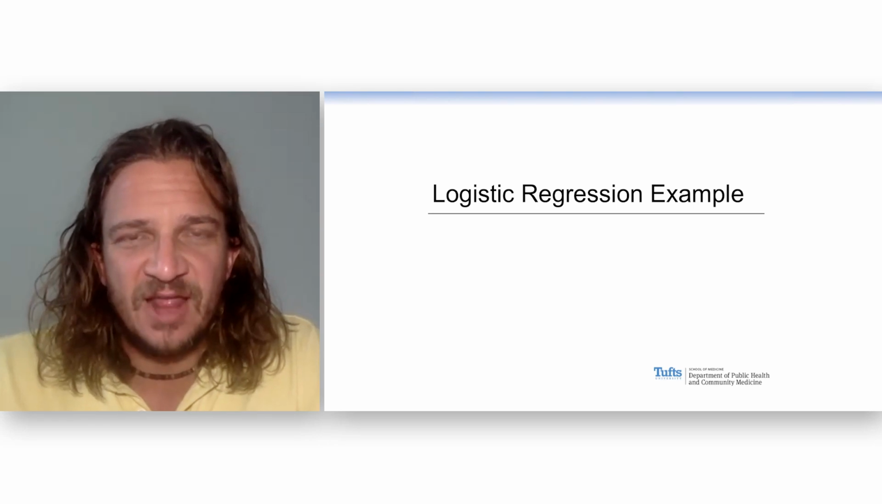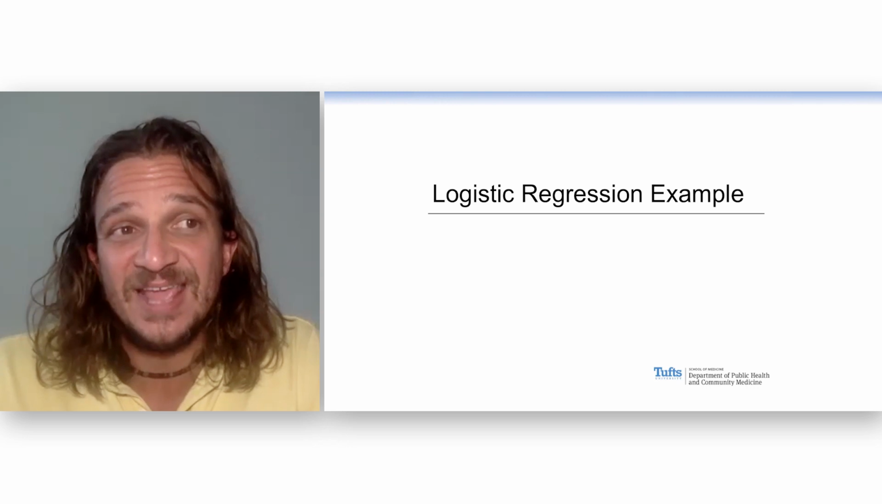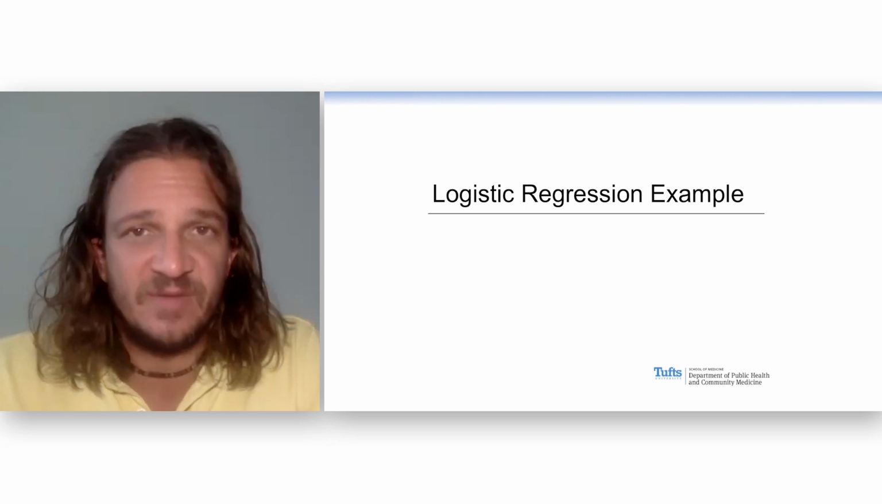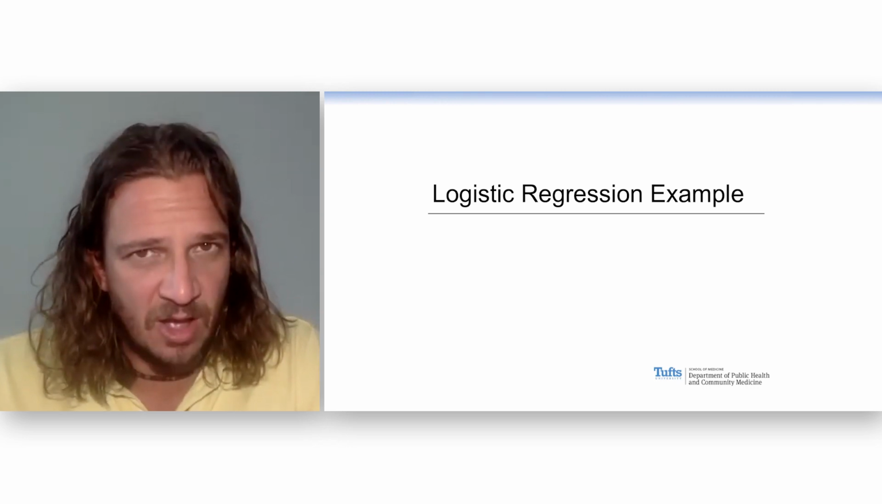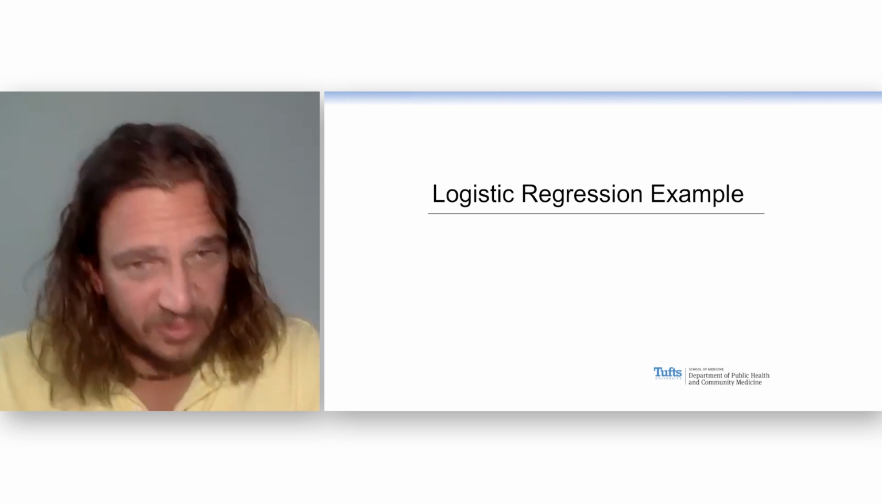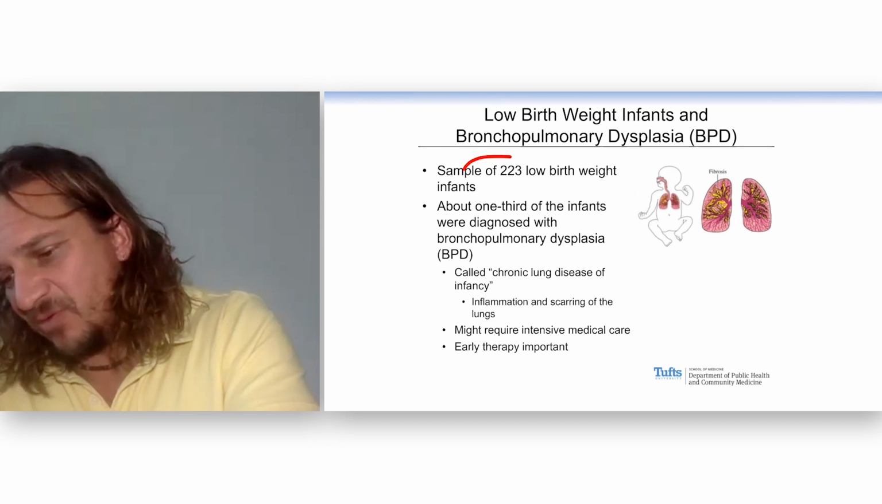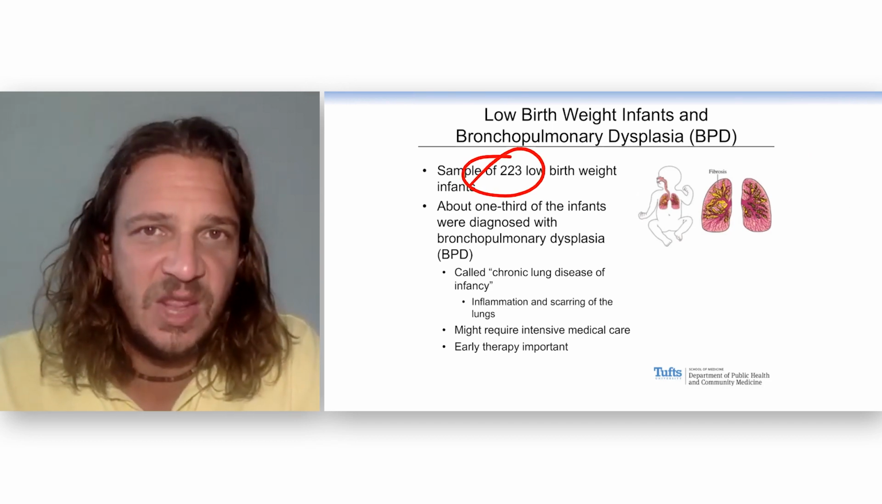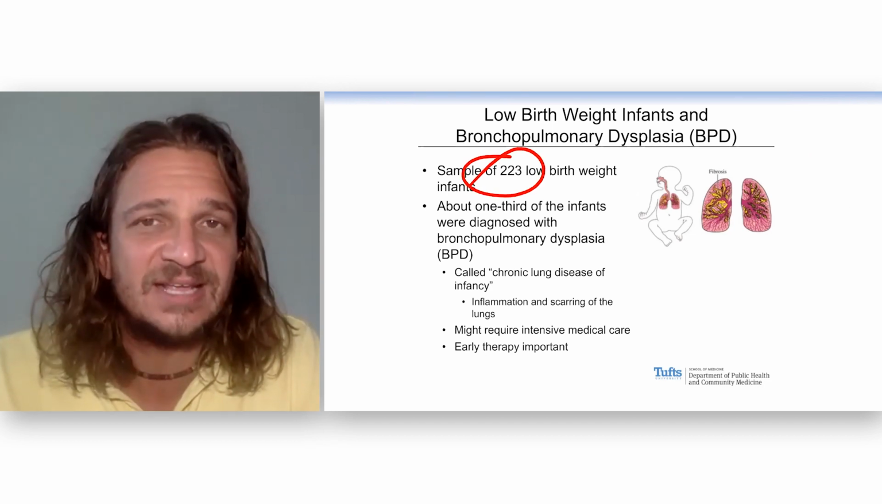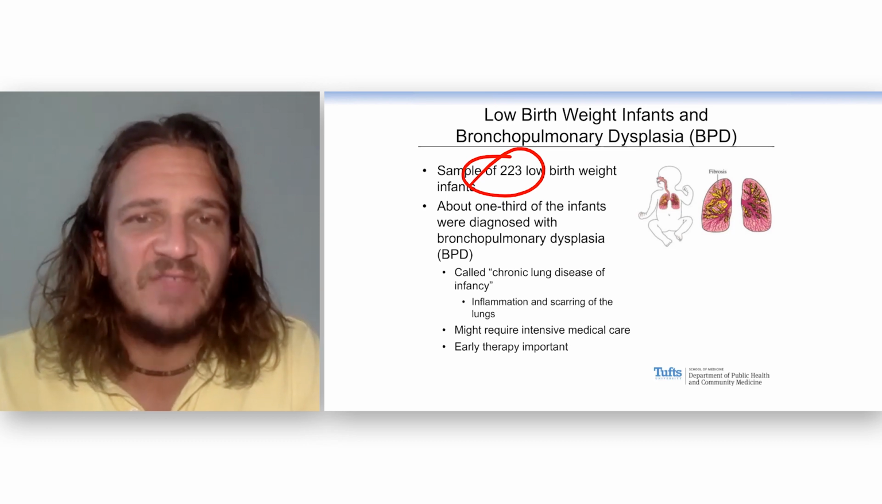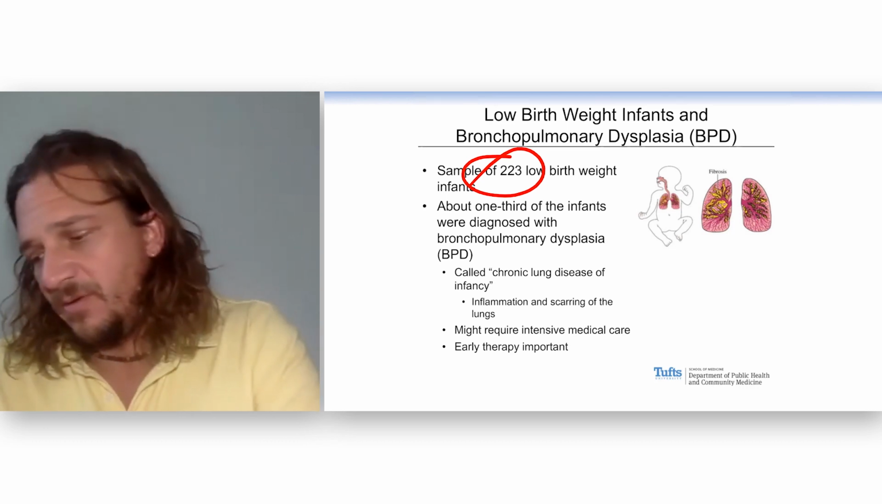Let's look at a logistic regression model that allows us to predict the odds of a given binary outcome based on predictor variables. We'll go back to these data on low birth weight infants.